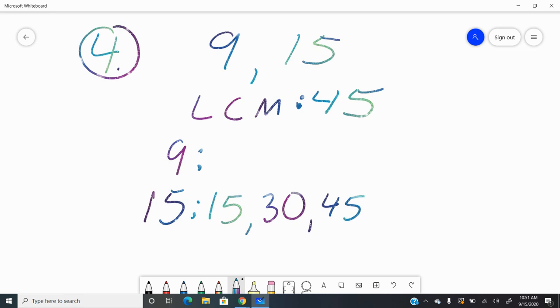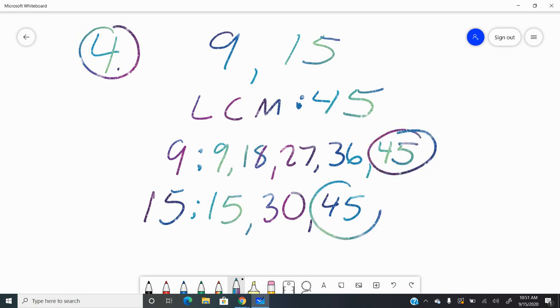And then let's do the 9s. 9 times 1, 9 times 2, 9 times 3, 9 times 4, 9 times 5. And there is our first match, 45. And that's how we got 45.